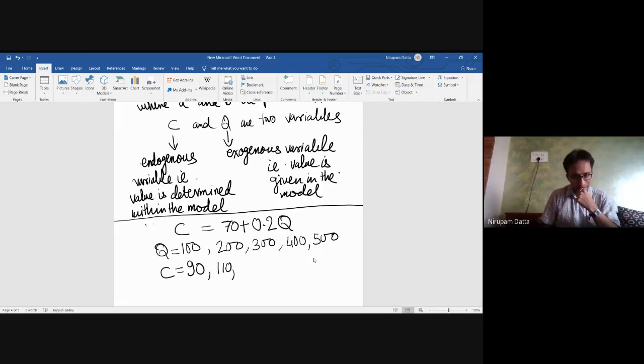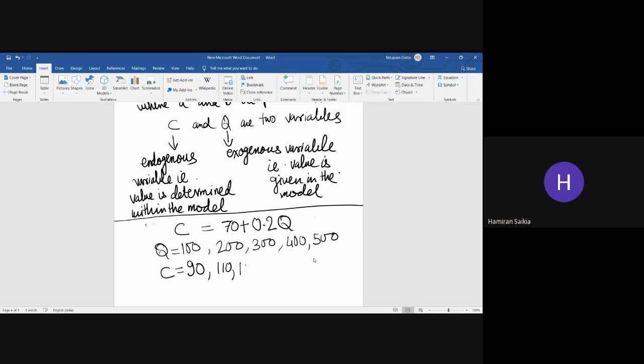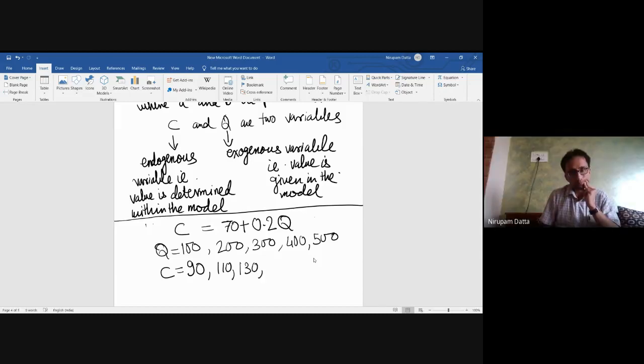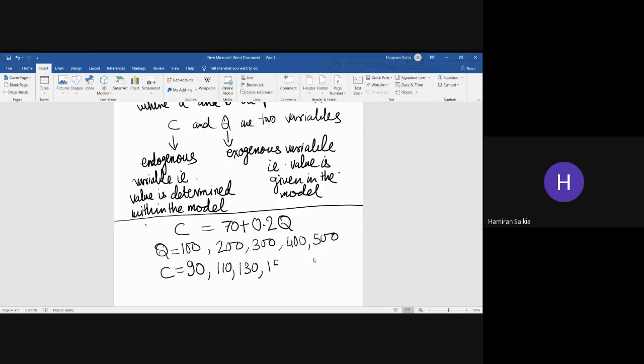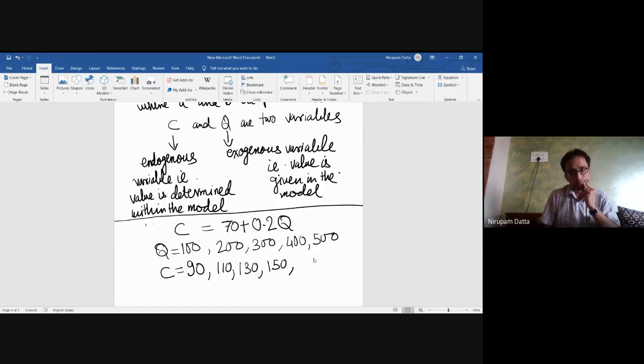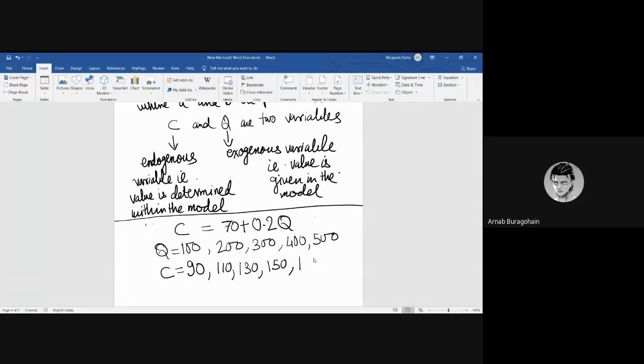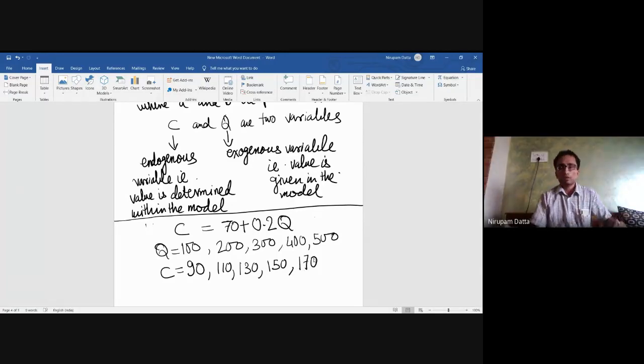Q equal to 300, 130. Q equal to 400, 150. Q equal to 500. So what is C equal to? 170. Okay. So now are you getting an idea about the behavioral equation?